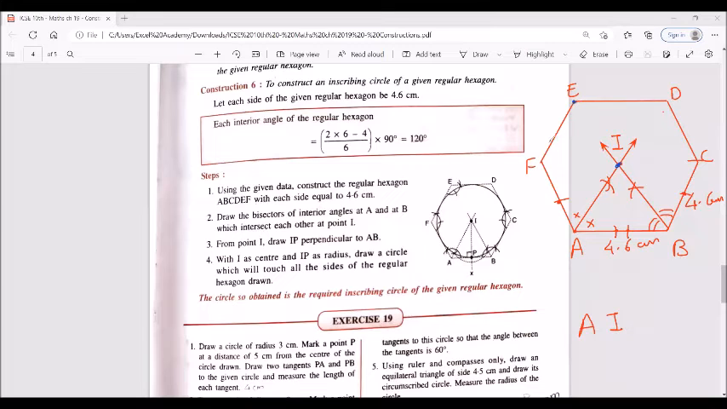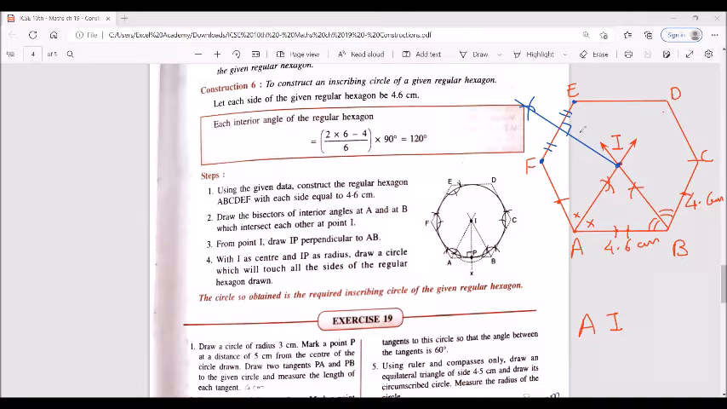So from E, take more than half of FE, cut an arc below. From F, same radius, cut an arc below. That's all you have to do. Don't do anything else. And then join that point and I. This is nothing but the perpendicular bisector. You got the perpendicular bisector.